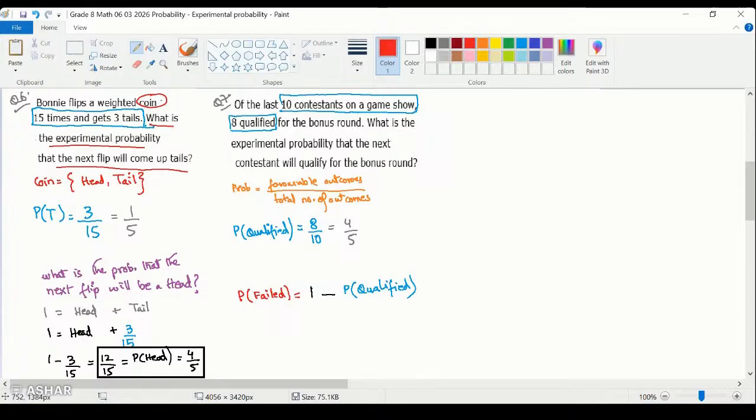So what we can say is 1 minus the probability of qualified. We subtract this, take a least common multiple, and it comes out to be 1 upon 5 as the probability of the next contestant failing. But this was our actual answer. I'm just adding an additional part to the question for understanding.